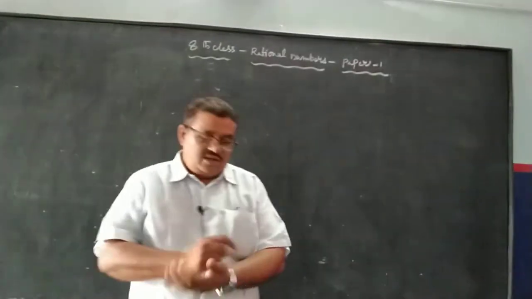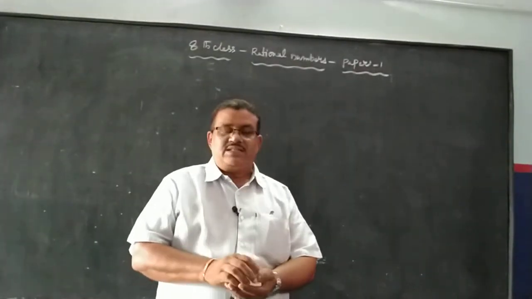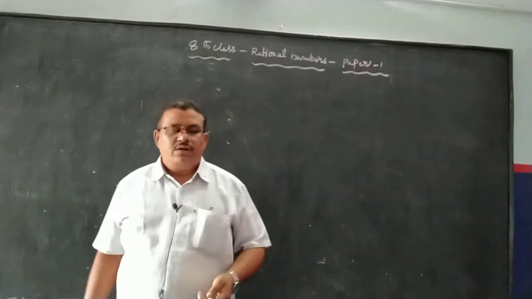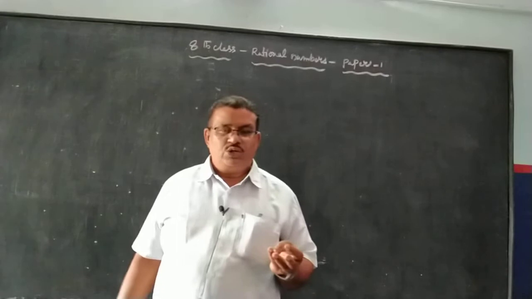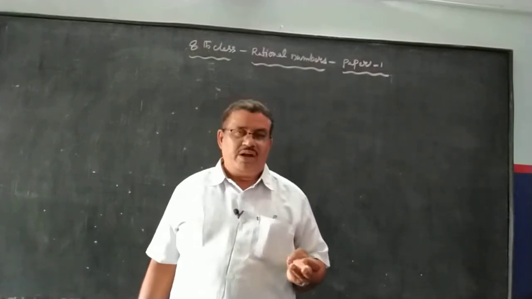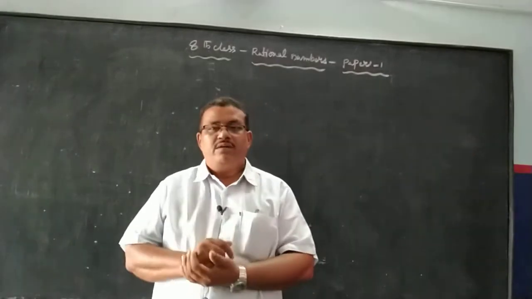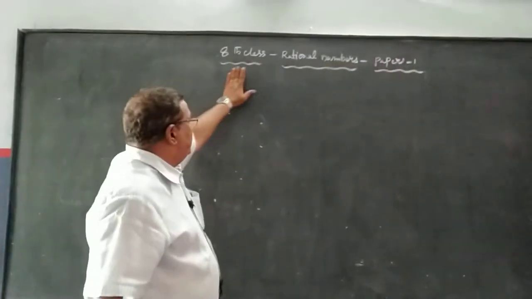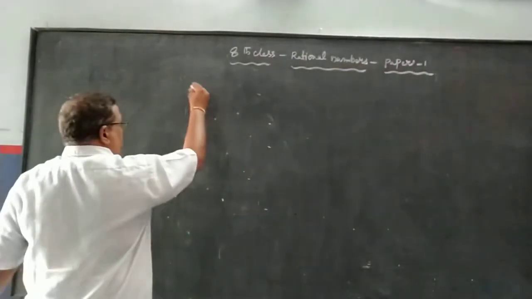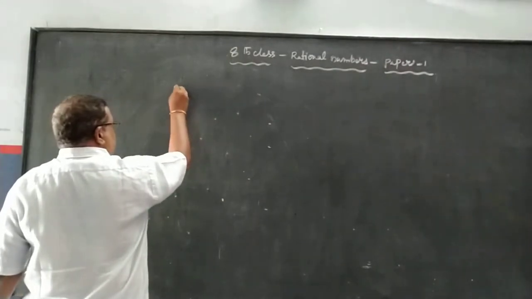Hi class students. In the last class we discussed the properties of rational numbers, especially the closure property, associative property, commutative property, identity property and inverse property. These we already learned. Now we have to discuss deeply the properties that we discussed in the last class.